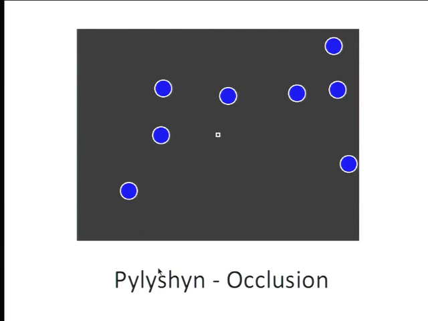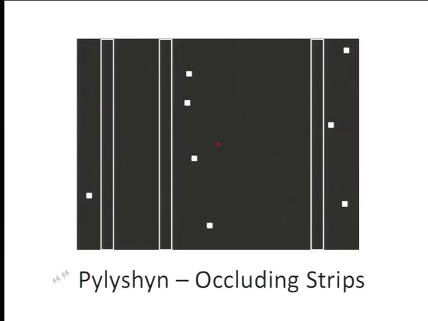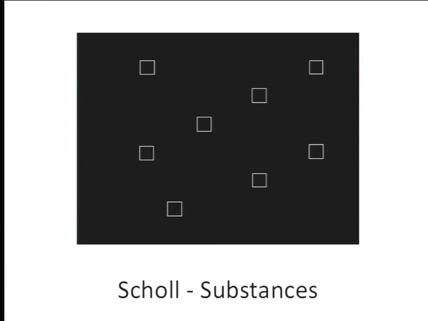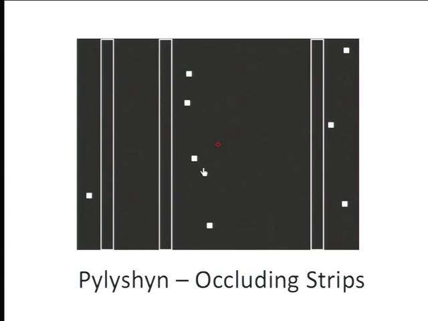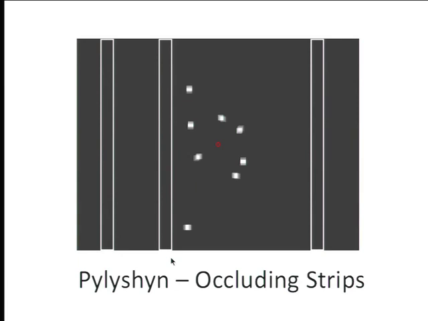Was that one of yours? Yes. The top one there, one of yours? Okay. So you still do it fine, even though they're crossing each other's paths. Suppose they go behind barriers. Suppose they go behind barriers. Okay. Was this one of yours? No. This one? No. This one? Yes. Okay. So occluding strips don't matter.